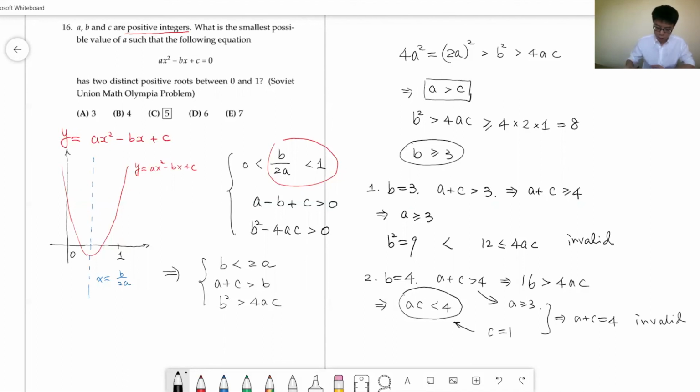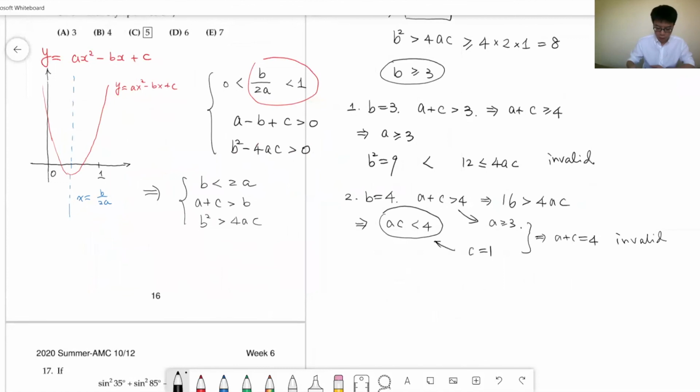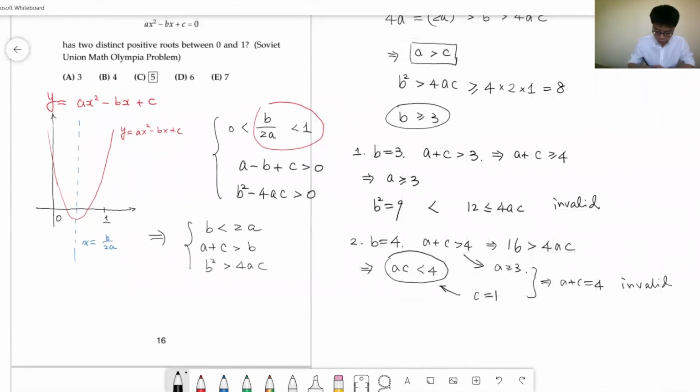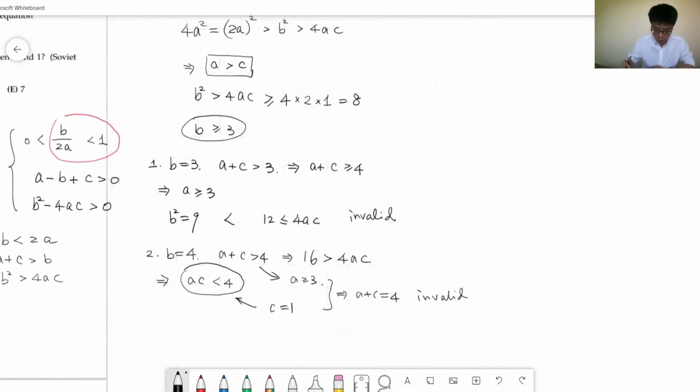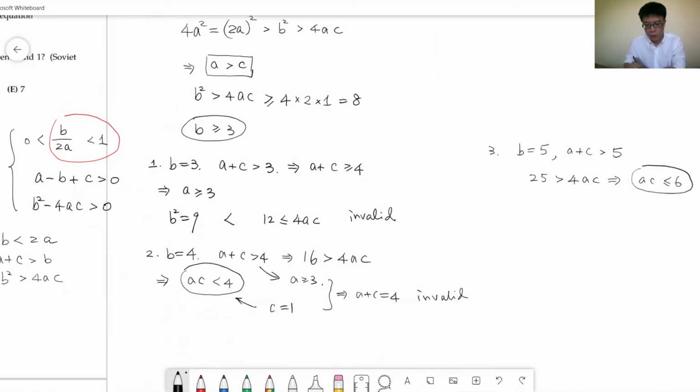Okay. All right, finally, let's do b equals 5. Let me do it on this side. So the third case, b equals 5. We similarly have a plus c larger than b, so larger than 5, so it's larger or equal to 6. And on the other hand, b squared is 25, larger than 4ac. That implies ac is less or equal to 6.